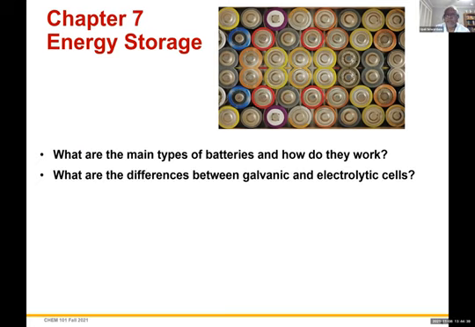What are the differences between galvanic and electrolytic cells? Galvanic cells are batteries, in which a reduction oxidation reaction, a chemical reaction, takes place, producing a flow of electrons that could be used to power up a device, a bulb, etc.